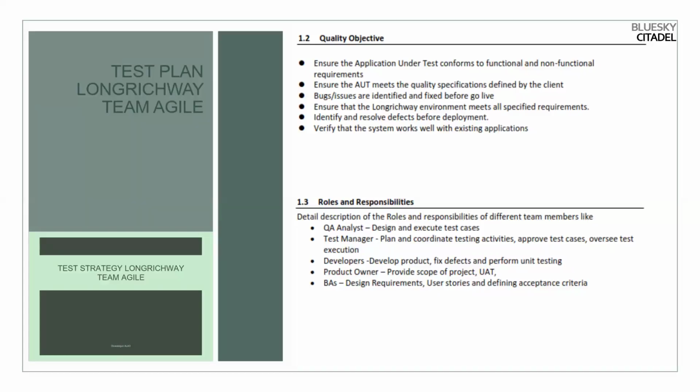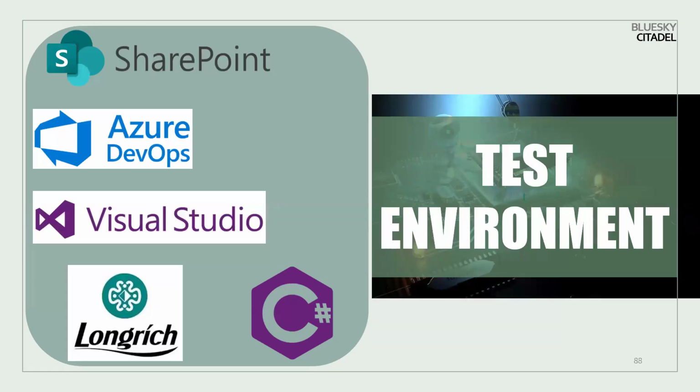Next slide. Here's the test environment that was used during the sprint: SharePoint for getting resources, Azure DevOps to manage the whole test process, Visual Studio used for automation, and Long Reach Web, which is the application under testing. Next slide.